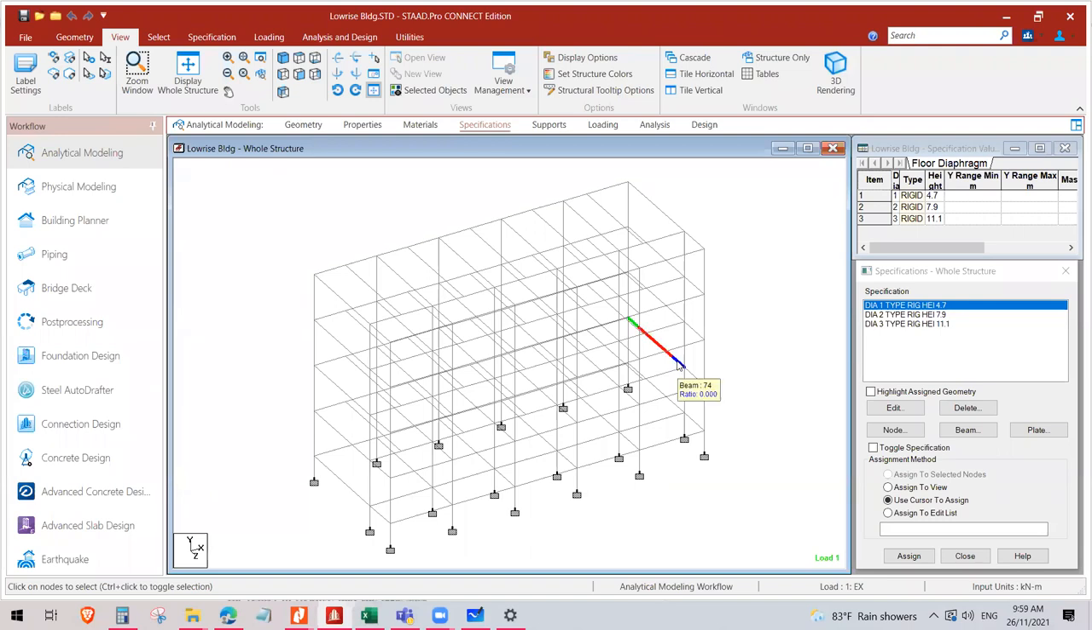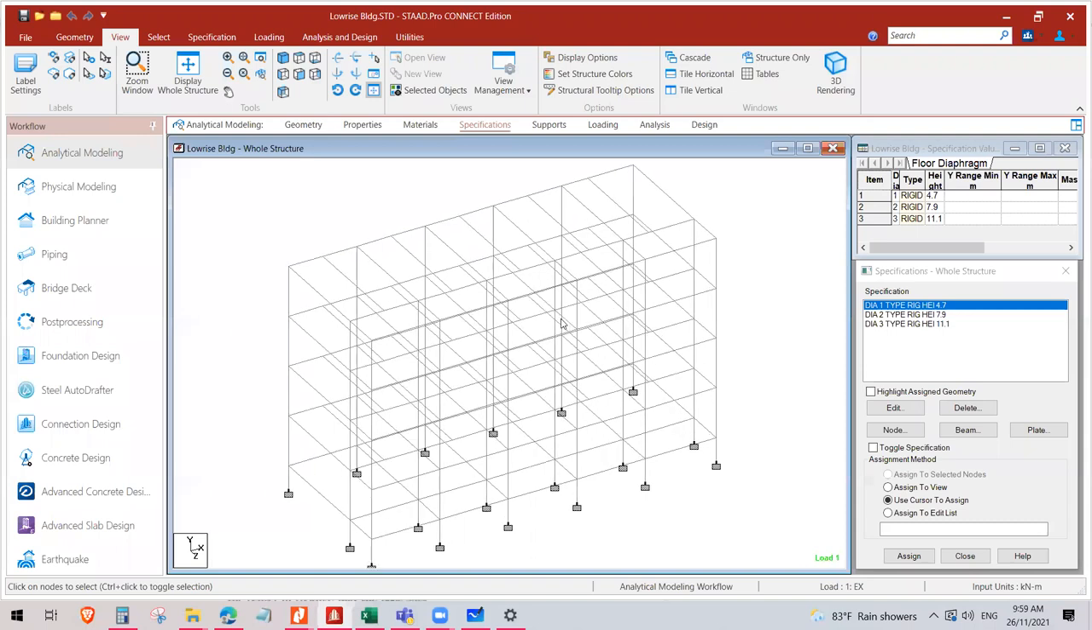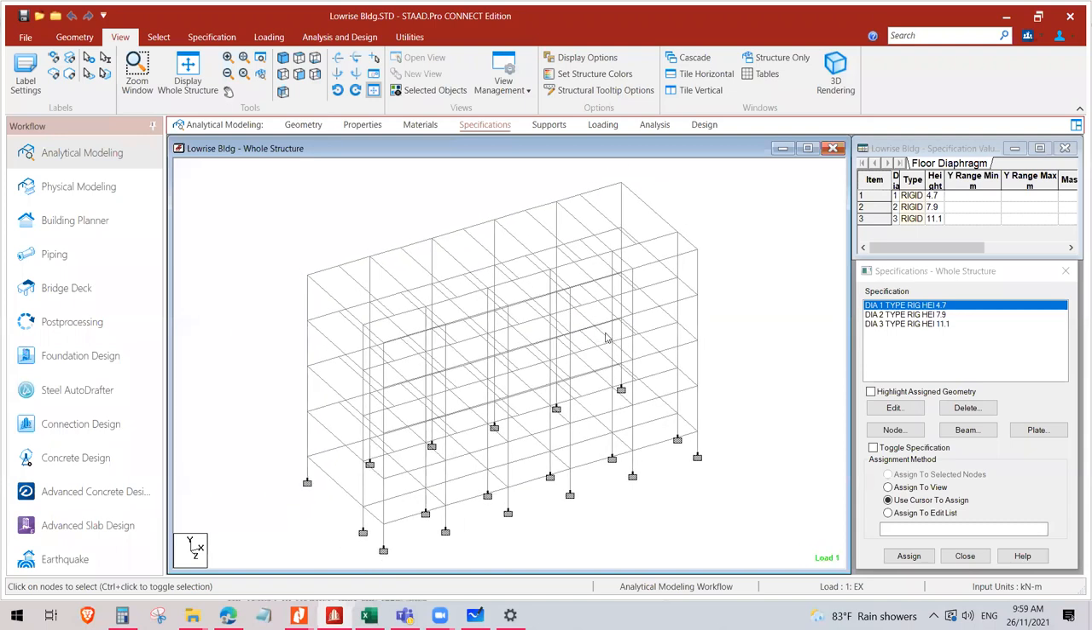Kasi it all depends sa rigidity. So ano nga ba ang sukatan ng rigidity or stiffness? The inertia, no? Nabanggit na natin 'yan, no? The inertia will dictate, no?